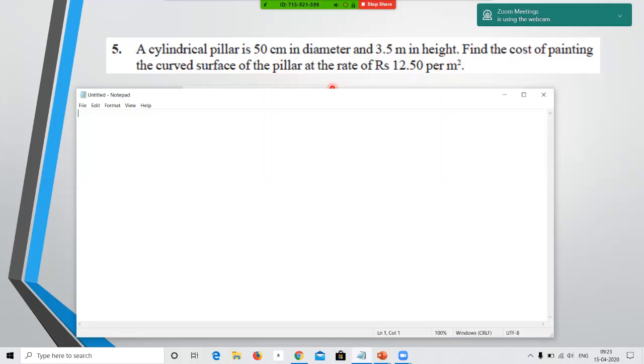So it's a pillar, it's a solid one or might be hollow. They have not mentioned anything. Surely it's a solid because the internal one is not given to us. Only one radius is given. So do it. First, give me the curved surface area of the pillar and then rate, and the amount is nothing but just multiplication with 12.50.